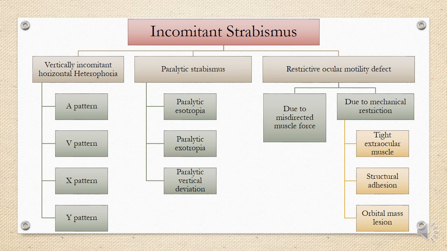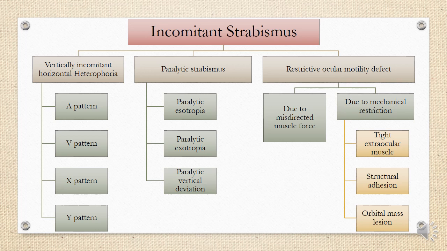Incomitant strabismus, when we say, could be etiologically classified into three different categories. Either it could be a vertically incomitant horizontal heterophoria, or it could be a paralytic strabismus, or it could be a restrictive ocular motility defect.